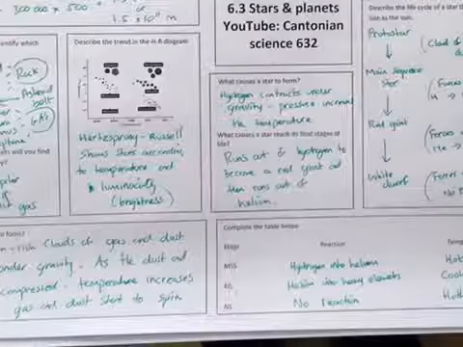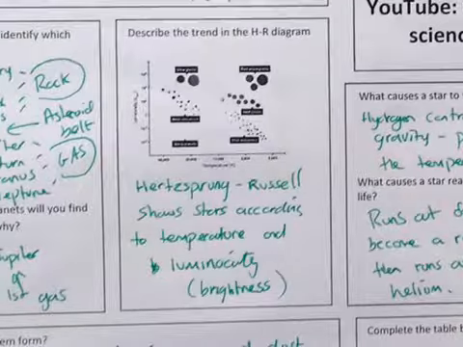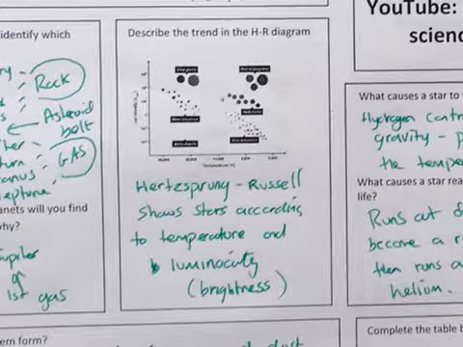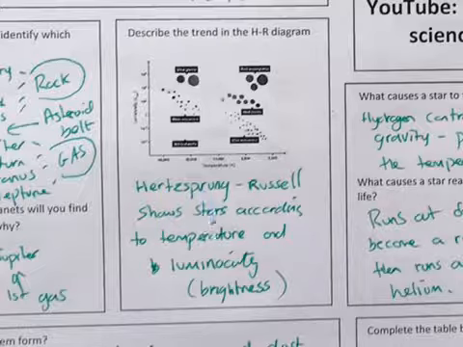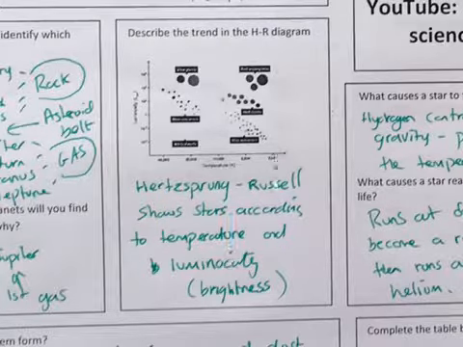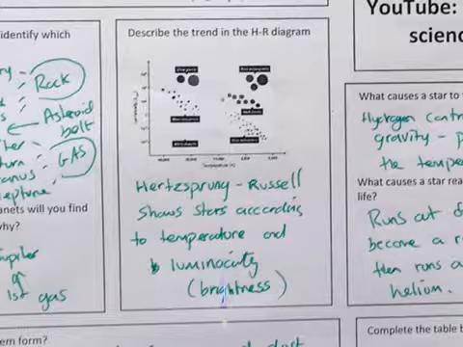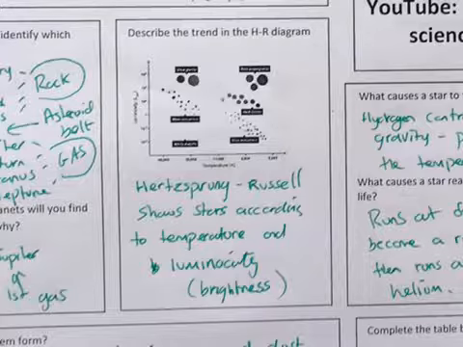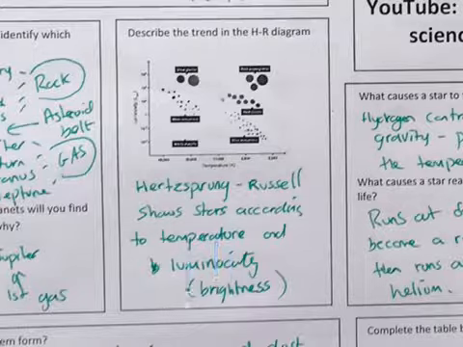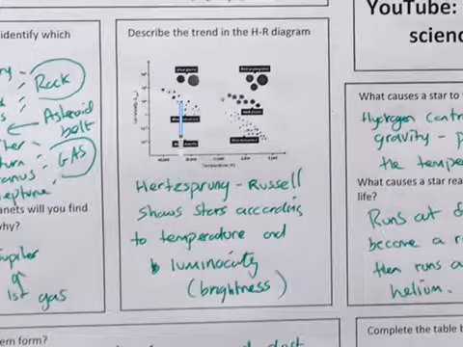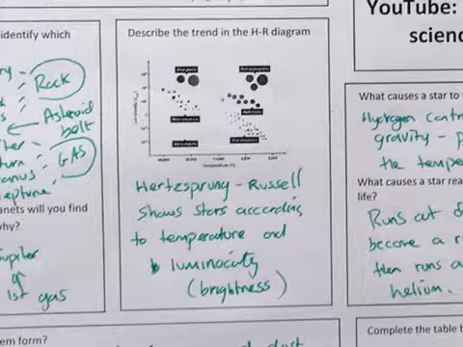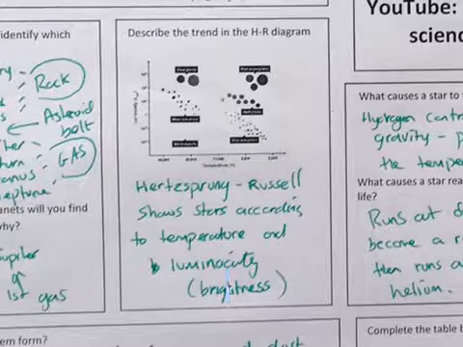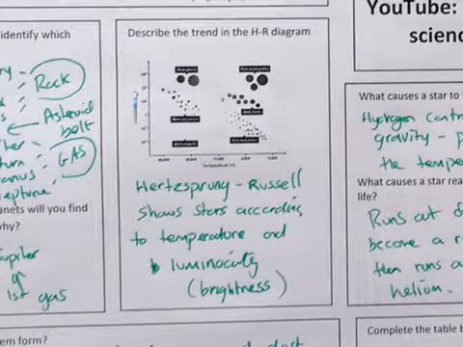We're going to go back to the Hertzsprung-Russell diagram. So it says describe the trend there. I haven't really described the trend. I've just kind of told you what it is. The Hertzsprung-Russell diagram shows the stars according to temperature and luminosity. I've put in brackets here brightness, but it's important not to mention it as brightness, because brightness is how bright something is relative to something else. Whereas luminosity, because the brightness of these stars depends on whether they're close or distant. And some distant stars are actually brighter than closer stars. So that's why we need to call it luminosity.